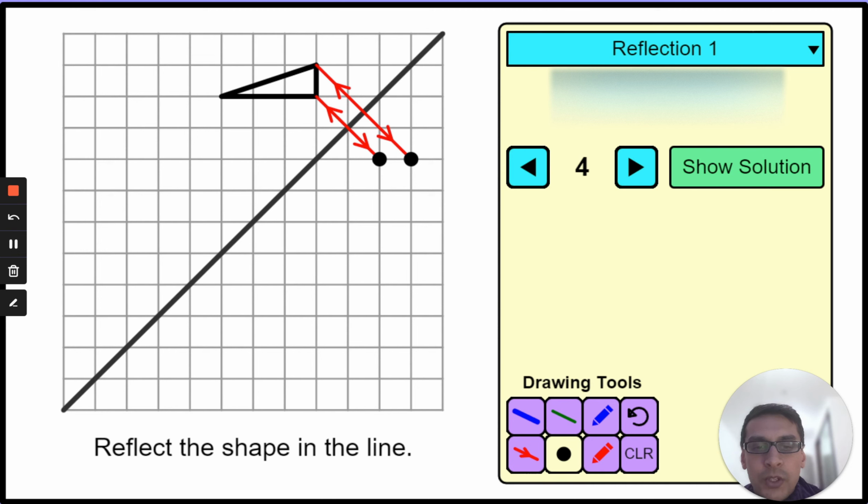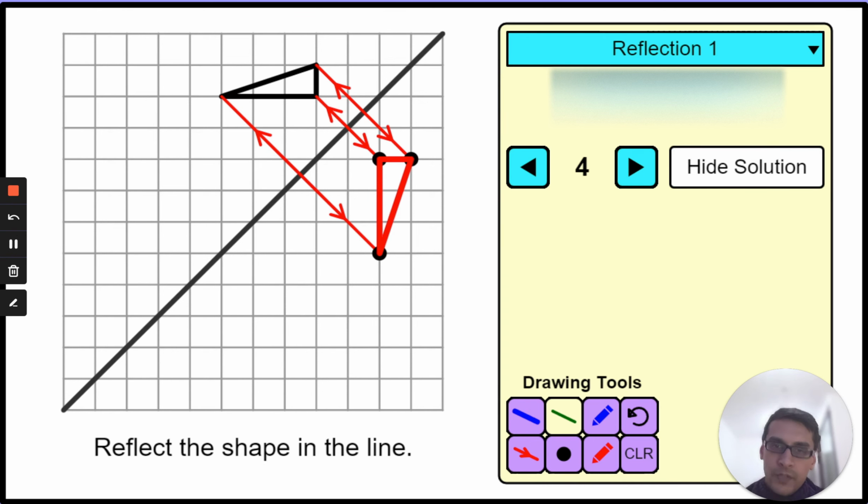And then the last one, as you can see, I am going to travel 2.5 diagonals. So you can see there's a half, 1, 2. So there's my shape there. And now we're just ready to connect the dots. And then there's your answer, your reflection with a diagonal mirror line.